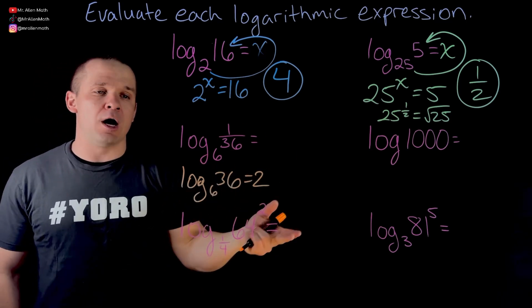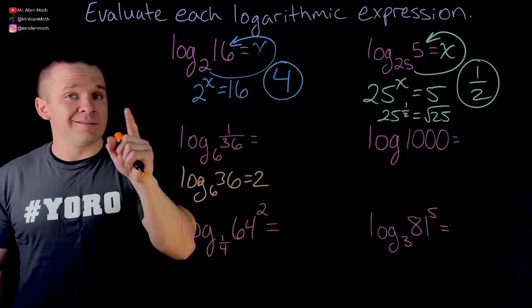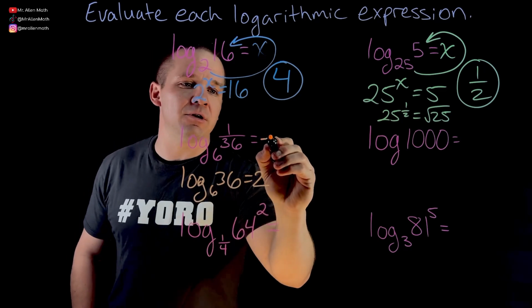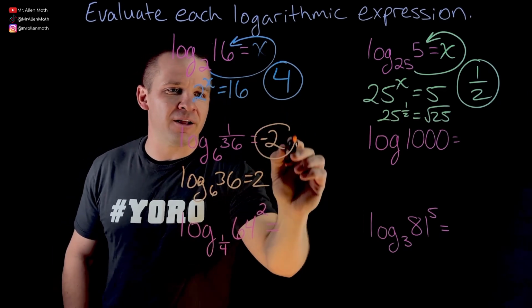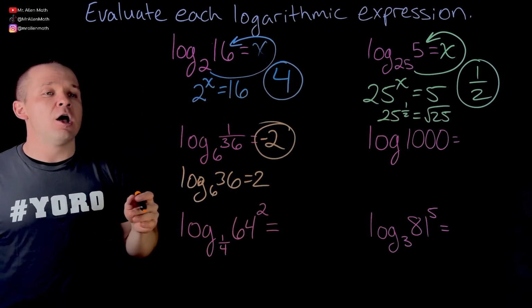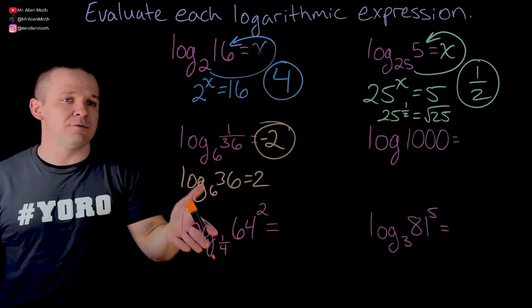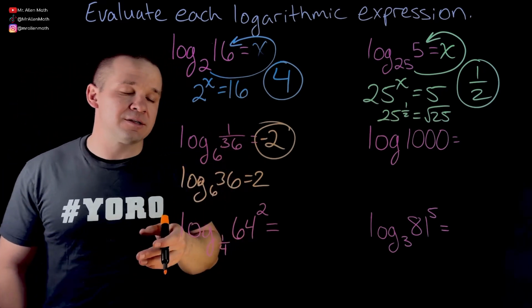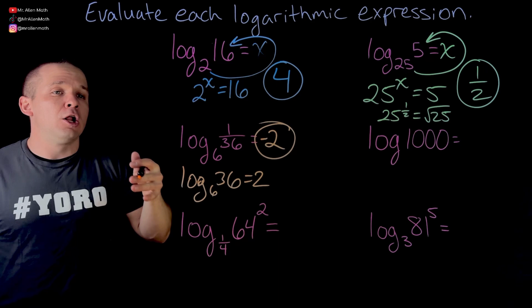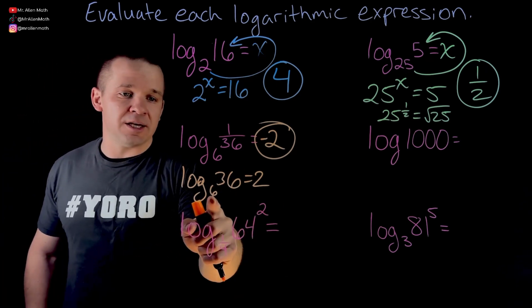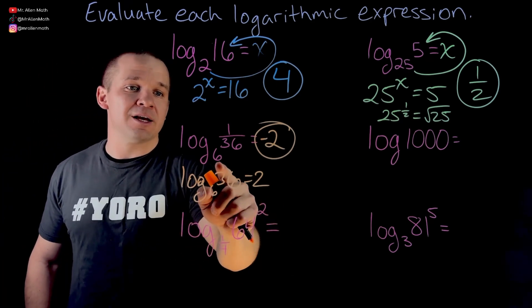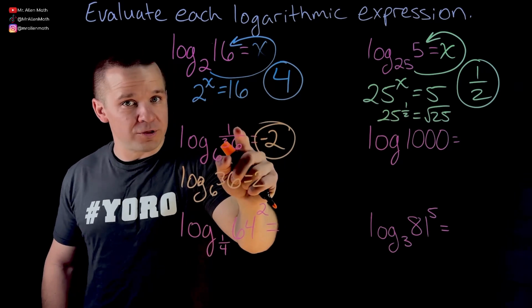That's how you evaluate a log. Well, how do I get reciprocals? Negative exponents. So this is going to be -2. Final answer right there. So we have log base 6 of 1 over 36 is -2, whereas log base 6 of 36 is 2. So again, logs are exponents. We're thinking 6 to what power gives me 36? 6 to what power gives me 1 over 36?